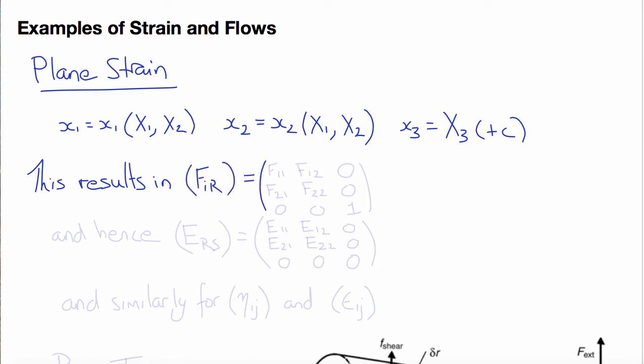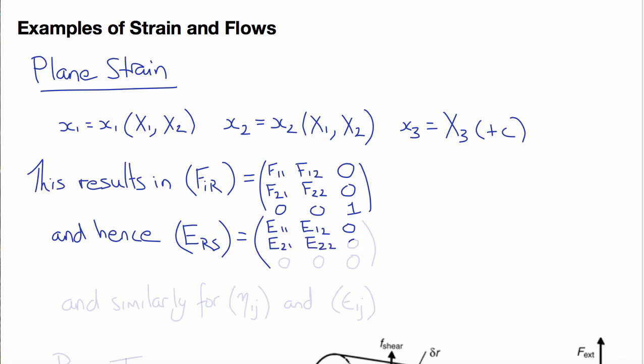And so this would result in a deformation gradient tensor F_iR with components F11, F12, 0, F21, F22, 0, and then 0, 0, 1. And then using that to calculate the strain, we would get strain components E_RS that were only in the first and second rows and columns, where the third row and the third column would all be zero. So that's the definition of plane strain, and you get the same pattern for the Almansi or Cauchy strain tensor definitions.